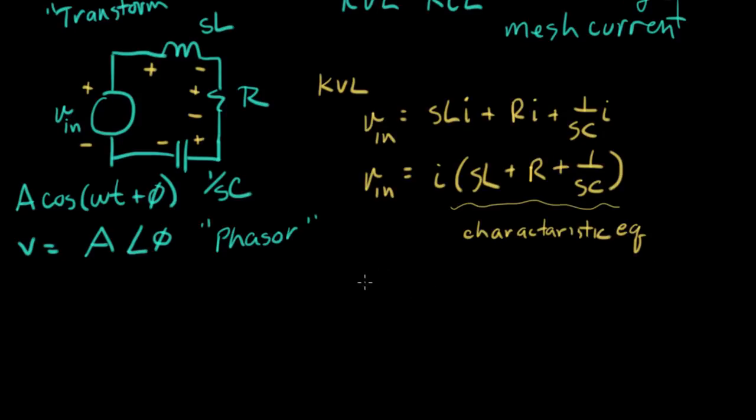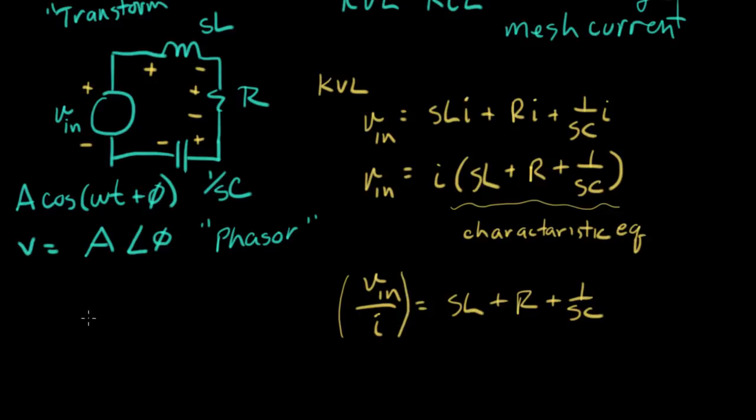I can write an equation like this. I can say Vn divided by I. I'm just going to take I over to this side of the equation here, equals SL plus R plus 1 over SC. This is an interesting idea. Here is a ratio right here. This is a ratio of voltage to current.